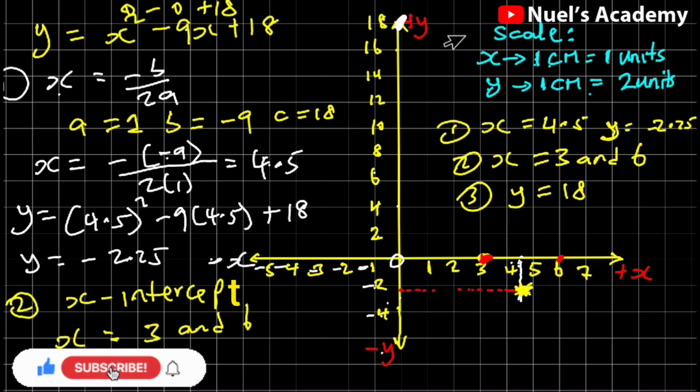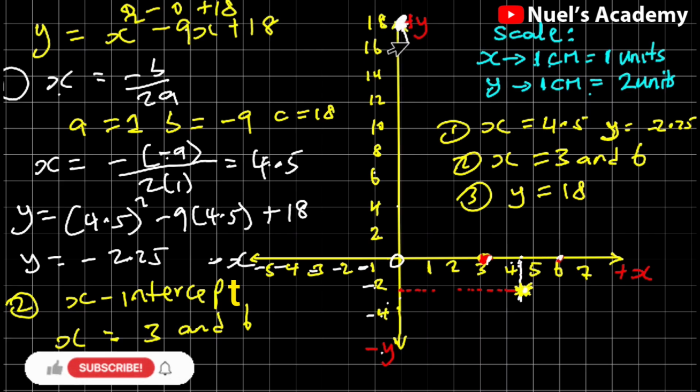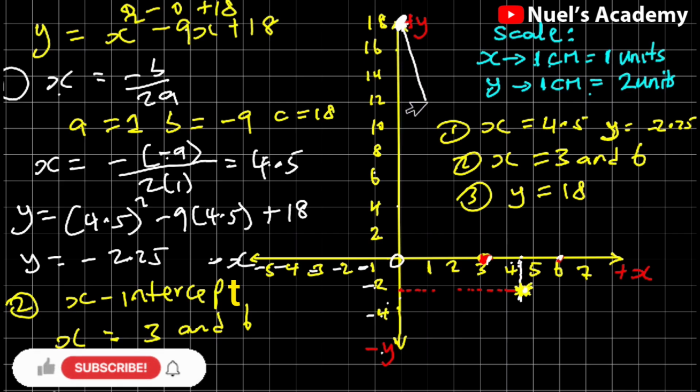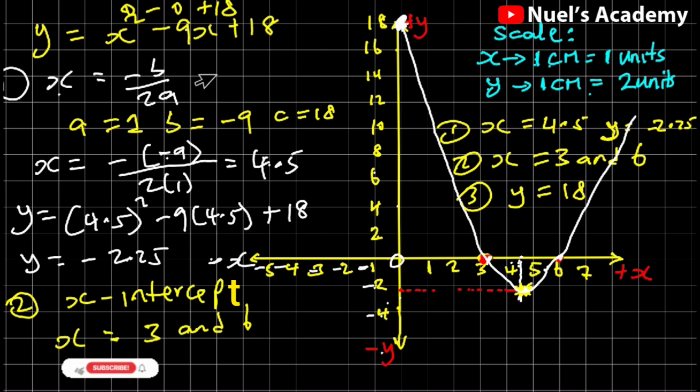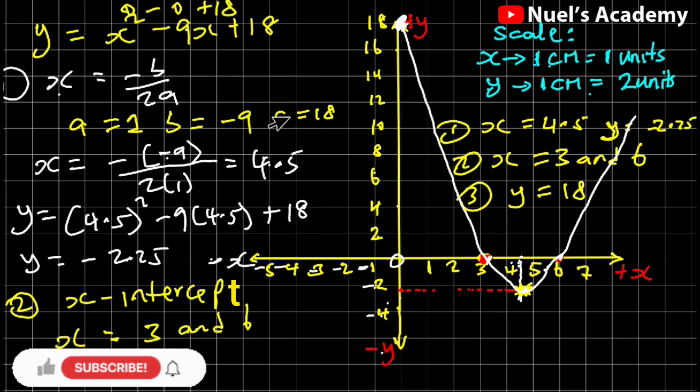So next we're going to connect these dots, this dot, this dot, and then this dot. Alright, so I'm going to use freehand to connect it. It might not be perfect, but I just hope it comes out nice. So we're going to connect it this way, and then up like this. So this is how this function will look. So this is how to graph this function, y equals x squared minus 9x plus 18.